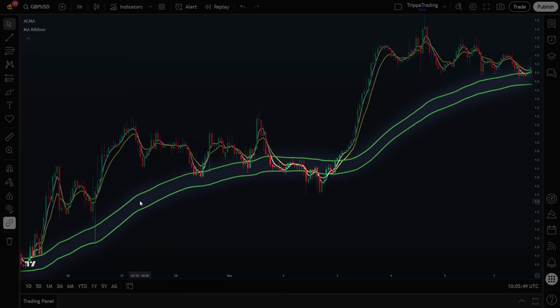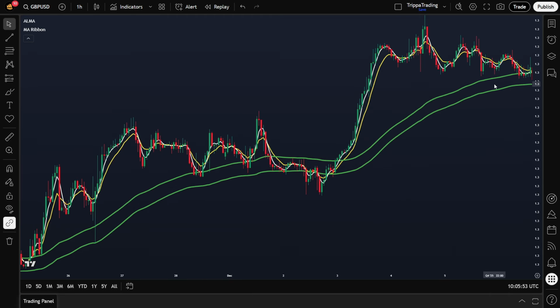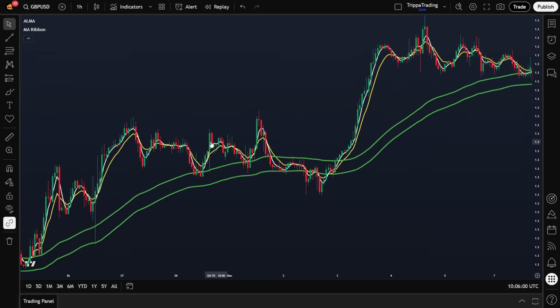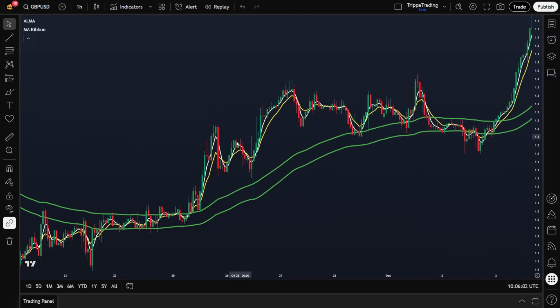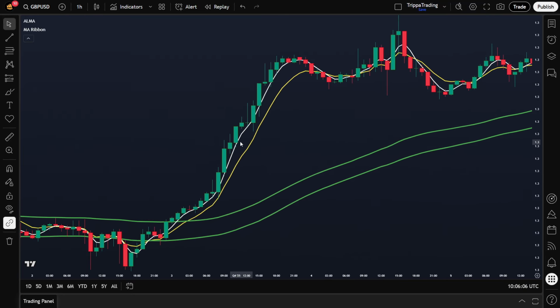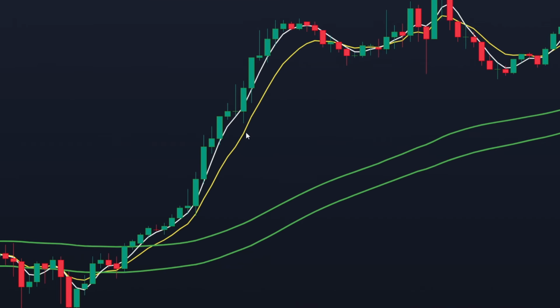The 2 green EMA lines form what I call the green channel, and this channel defines the overall trend zone. When price is above this channel, the market is bullish. When price is below it, the market is bearish. Then we have 2 fast lines, the white ALMA 8 and the yellow EMA 8. Even though they have the same length, you'll immediately notice that ALMA reacts faster and cleaner, and that difference is what gives us precise entries.